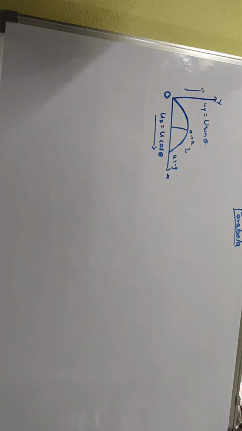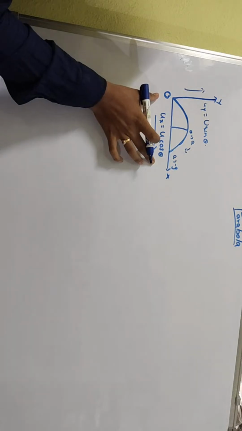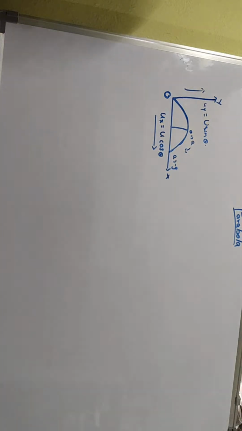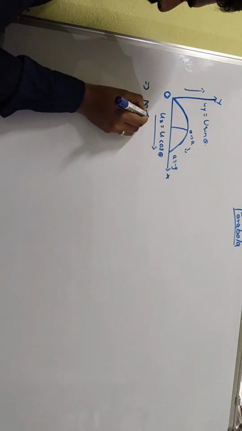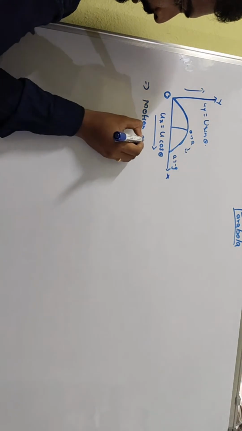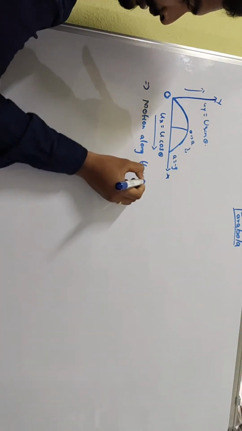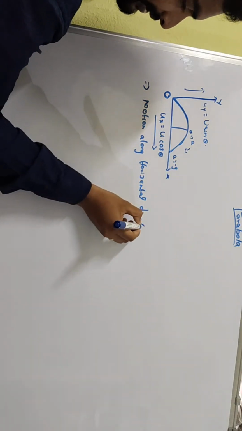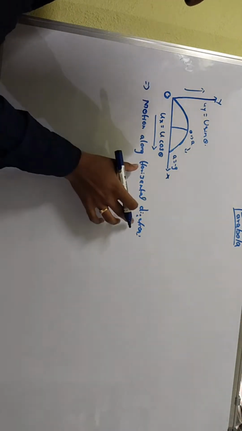So first of all, we are going to find the motion along the horizontal direction of the parabola, or of the object. First, the motion along the horizontal direction: we are going to find what the properties are in the horizontal direction.